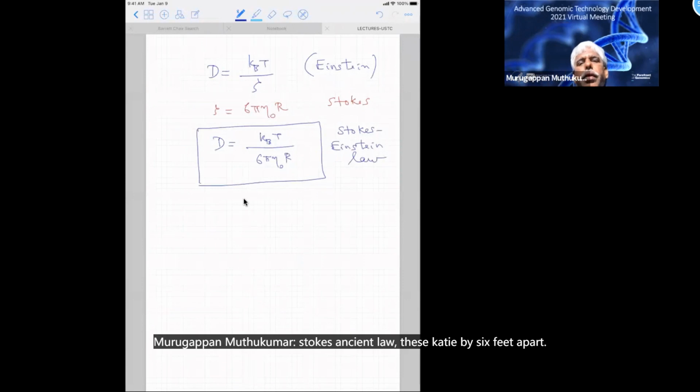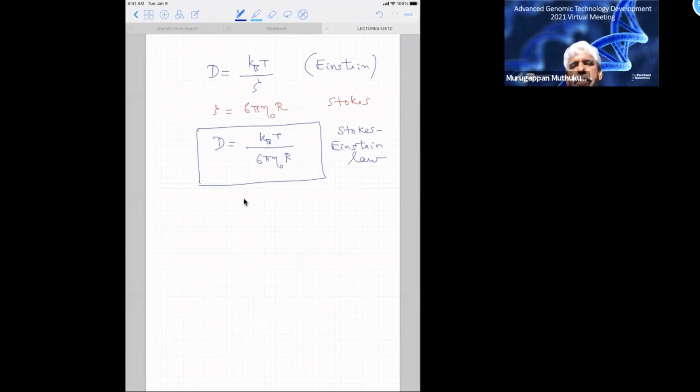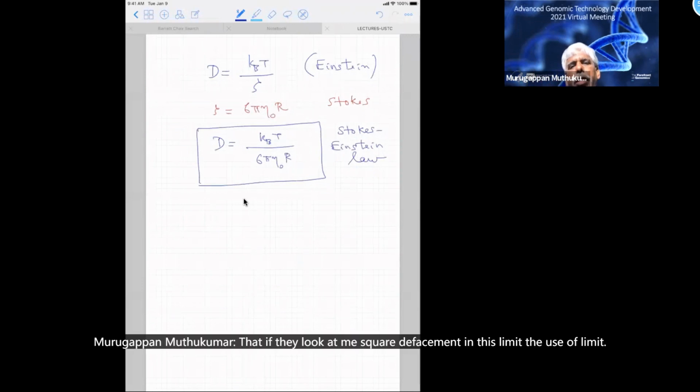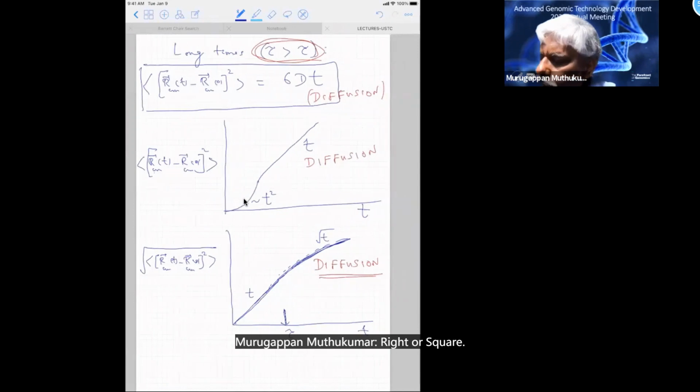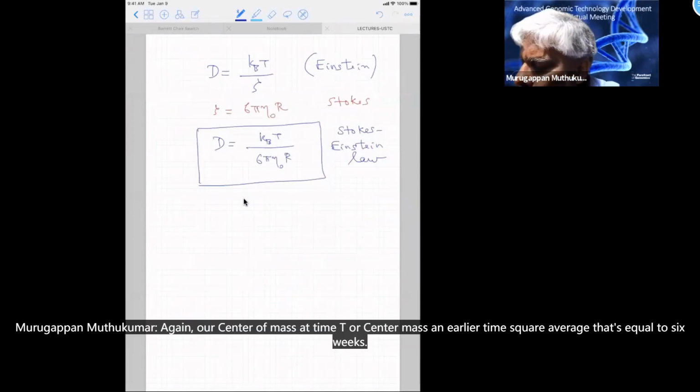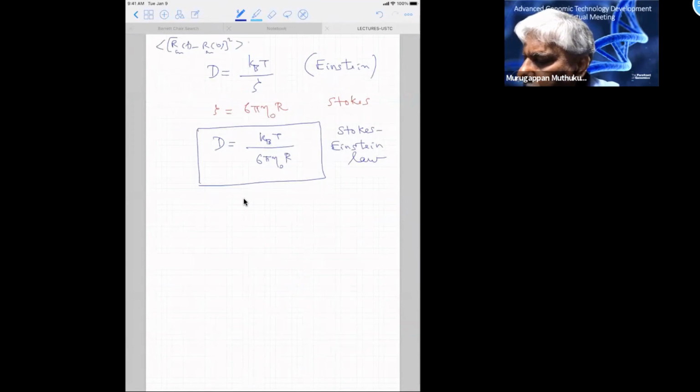Stokes-Einstein law: D is equal to kT by 6 pi eta naught R. Now here, I want you to appreciate conceptually that if I look at the mean square displacement in this diffusive limit, the average of R center of mass at time t minus R center of mass at an earlier time, squared, is equal to 6Dt.